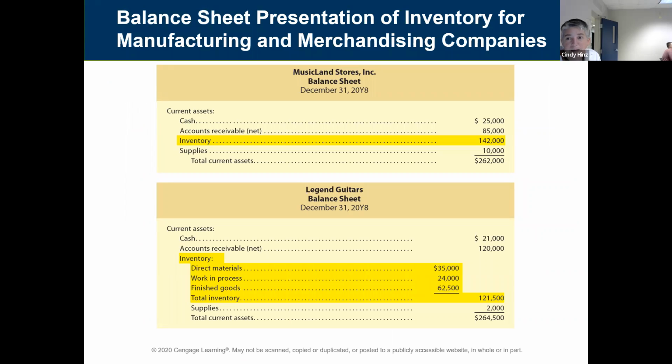So you can see here on the top balance sheet on the slide, Musicland Stores has just 1 inventory account, so they may be a merchandising company. Where Legend Guitars is actually making the guitars, and so they list separately the 3 different types of inventory accounts and then have a total.